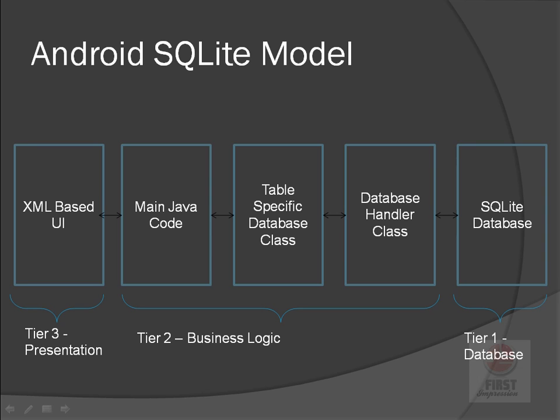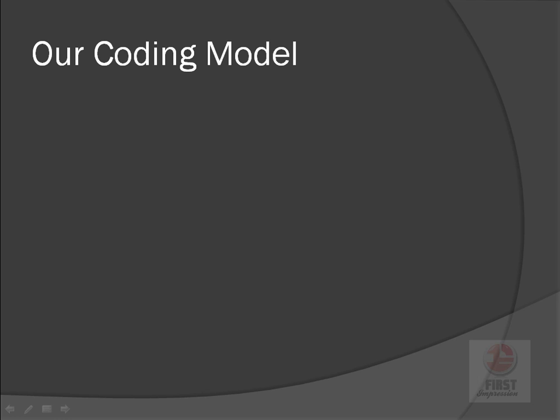Whenever you say you have a 3-tier model, the 3 tiers are database, the business logic, that is the logic of your application, and then the presentation layer wherein you just display the UI to the user. I hope the model is very clear to you. You have the database handler class, the table specific class, the main Java code, and the XML based user interface. Let's see how we will code the SQLite database.